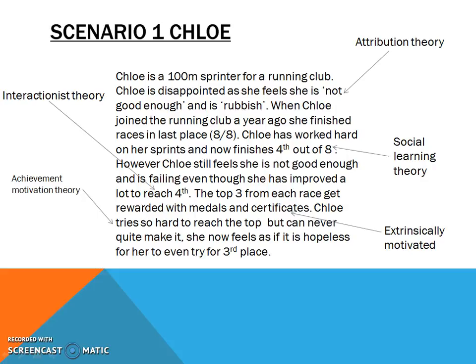You can also link interactionist theory to Chloe, as her goals and needs to be successful and finish above 4th are affected by her win and loss record, as she has never finished above 4th. Chloe could also be extrinsically motivated, as she wants to be rewarded with a medal or certificate, because if you finish 3rd you get rewarded with medals and certificates.